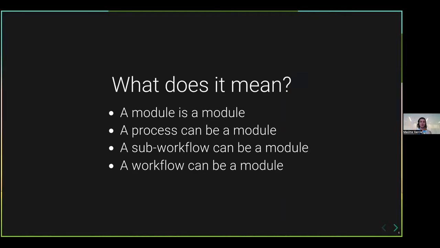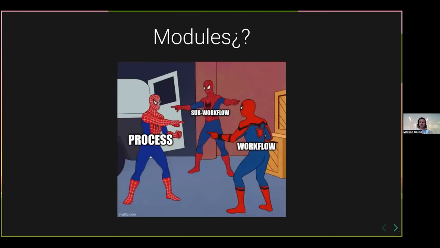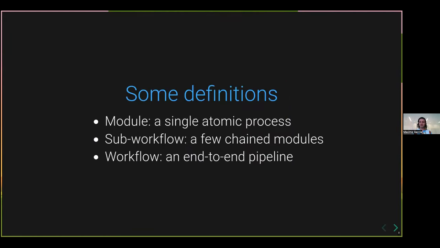But what actually does that mean? What is a module? Obviously, a module is a module. If we follow the definition that we just saw, a process can be a module as well, a sub-workflow can be a module, and a workflow can be a module. They can all be interlinked together, which can be a bit confusing, but actually it's pretty clear. To get even clearer, we agreed at nf-core to have a proper definition. For us at nf-core, a module is a single atomic process that can be called into another script. A sub-workflow is a few chained modules. And a workflow is an end-to-end pipeline. So with that, I think it's fairly simple.